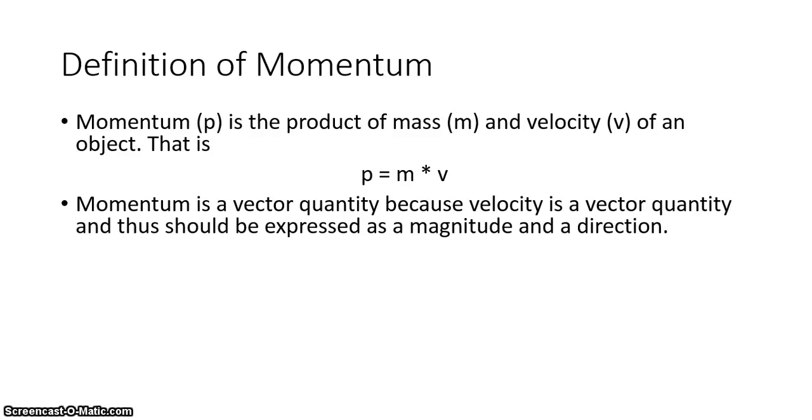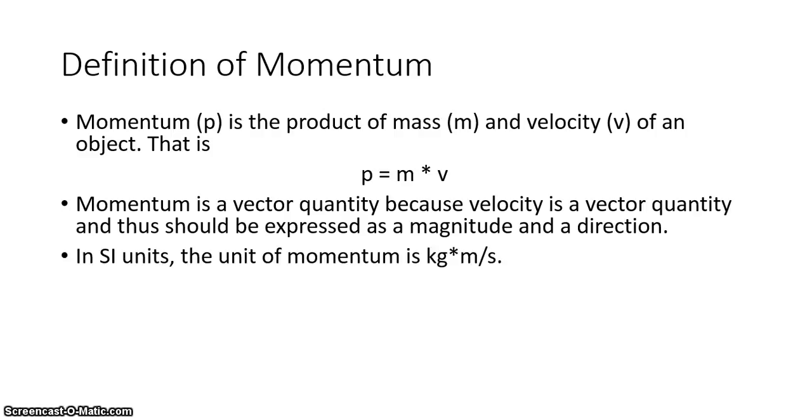When it comes to the units for momentum, in the SI units, the units for momentum is kilograms times meters per second. Now that we understand a little bit more about momentum, how did it possibly come about, the equation for momentum or the discovery of momentum?